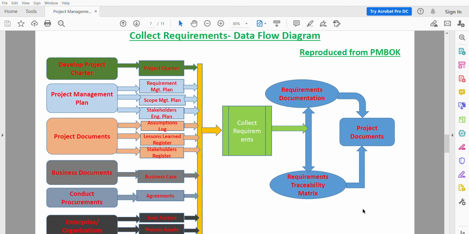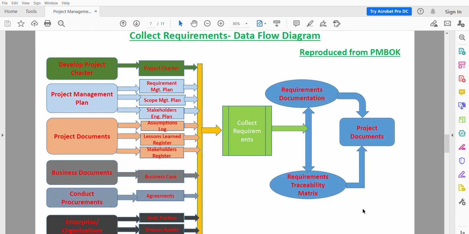Requirement documentation describes how individual requirements meet the business need for the project. Requirements may start out at a high level and become progressively more detailed as more information about the requirement is known.